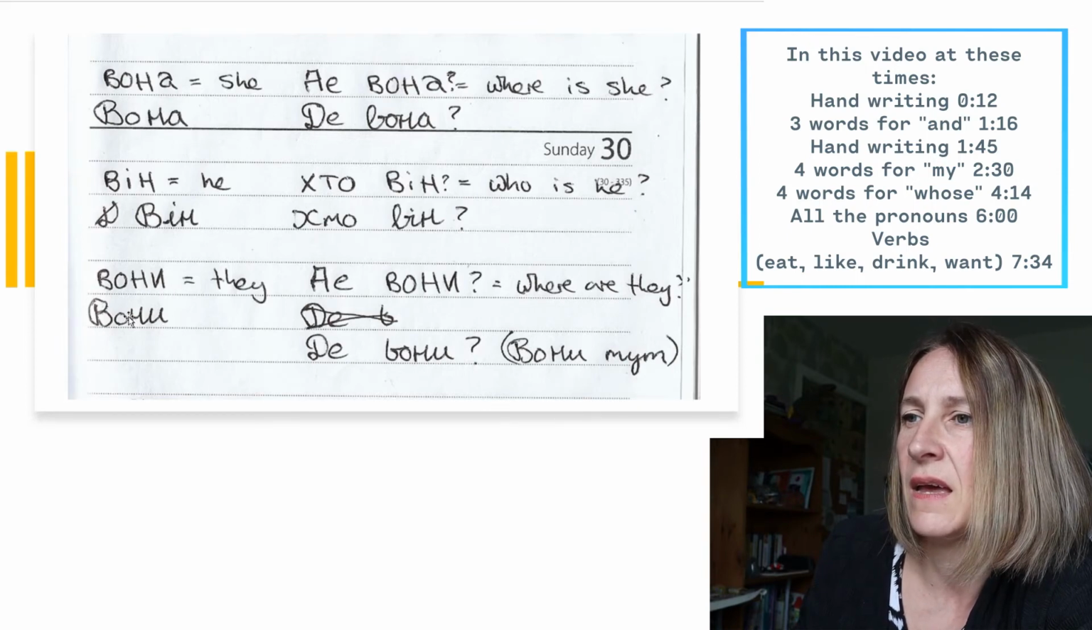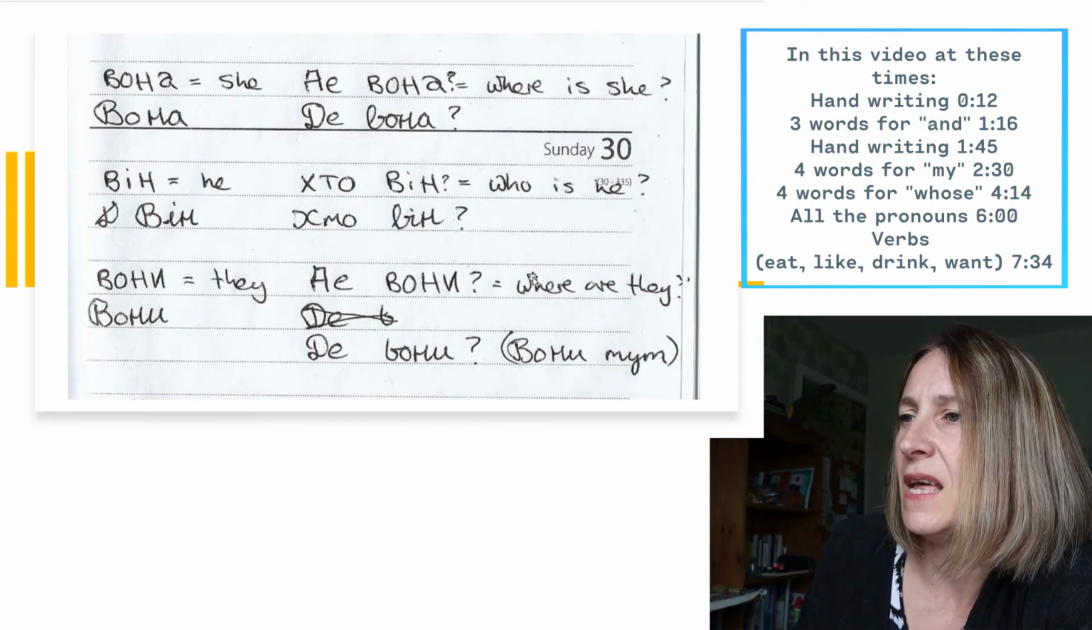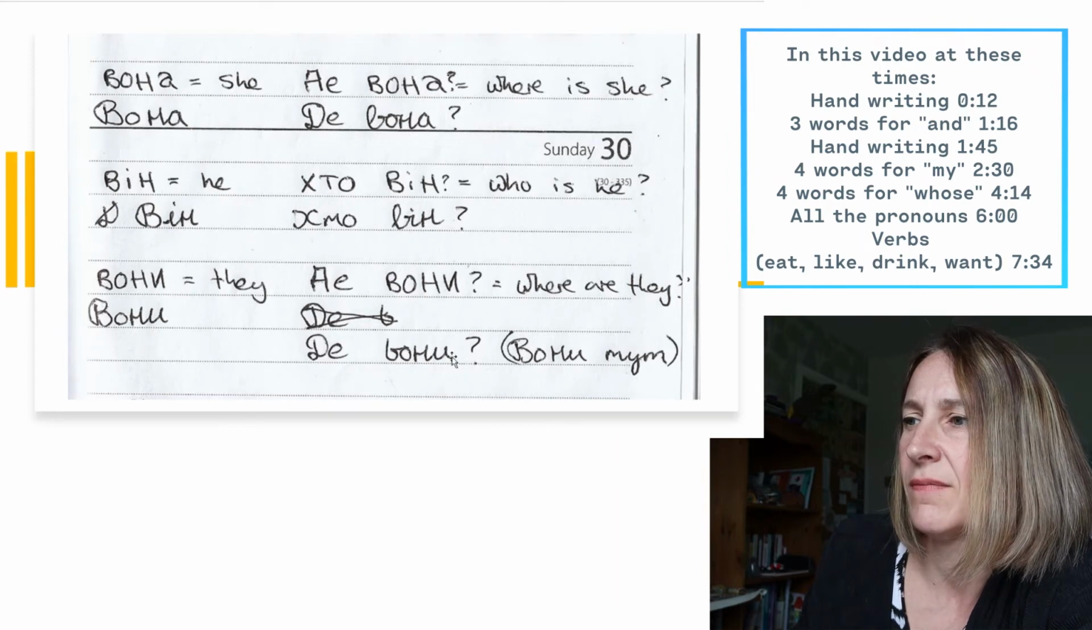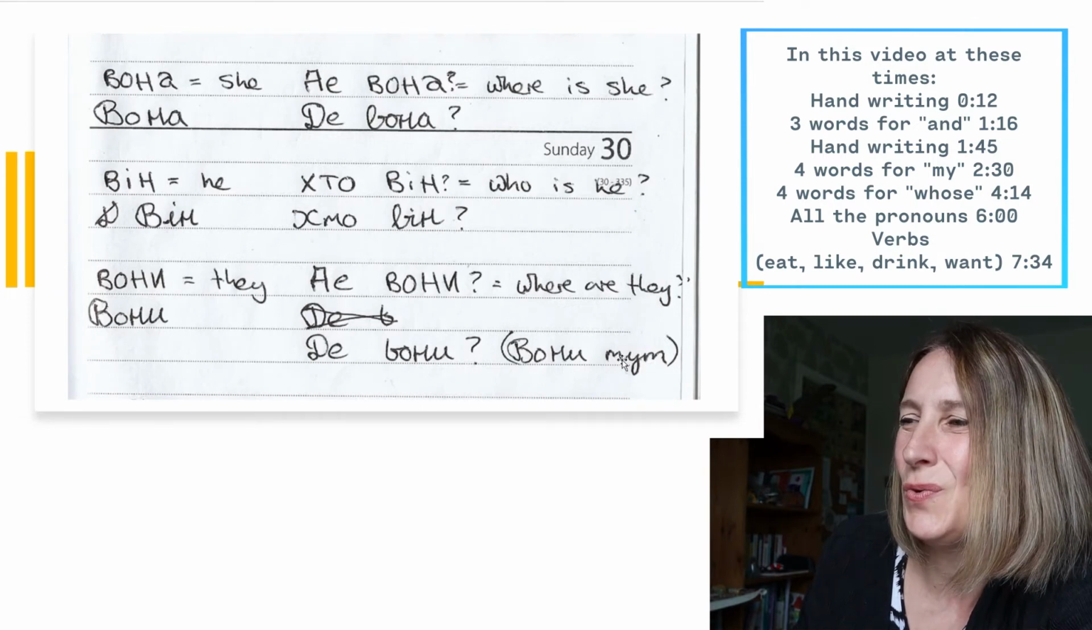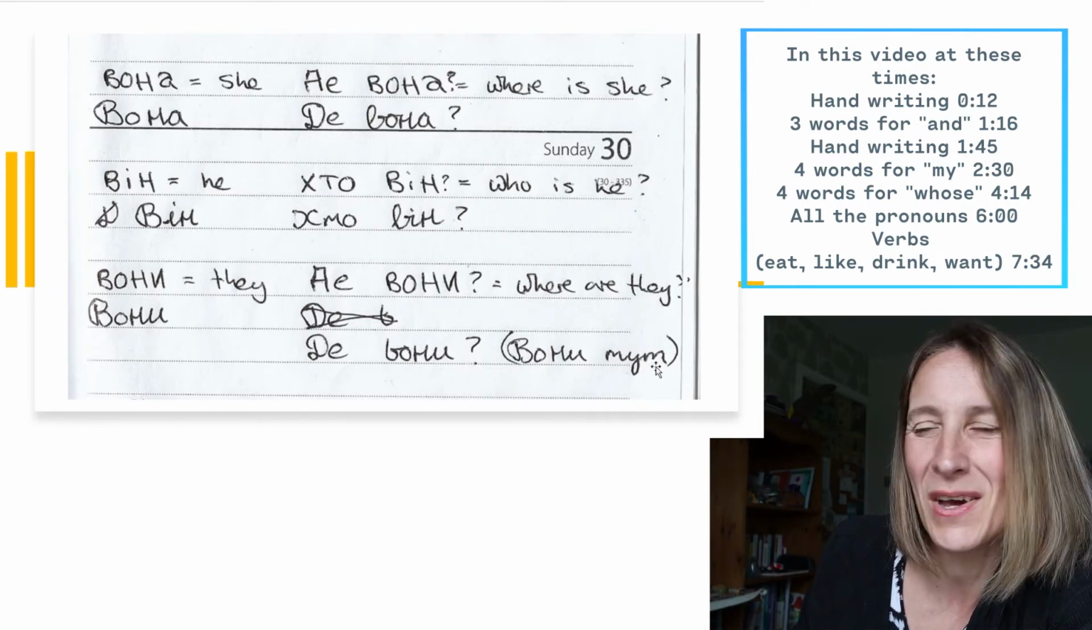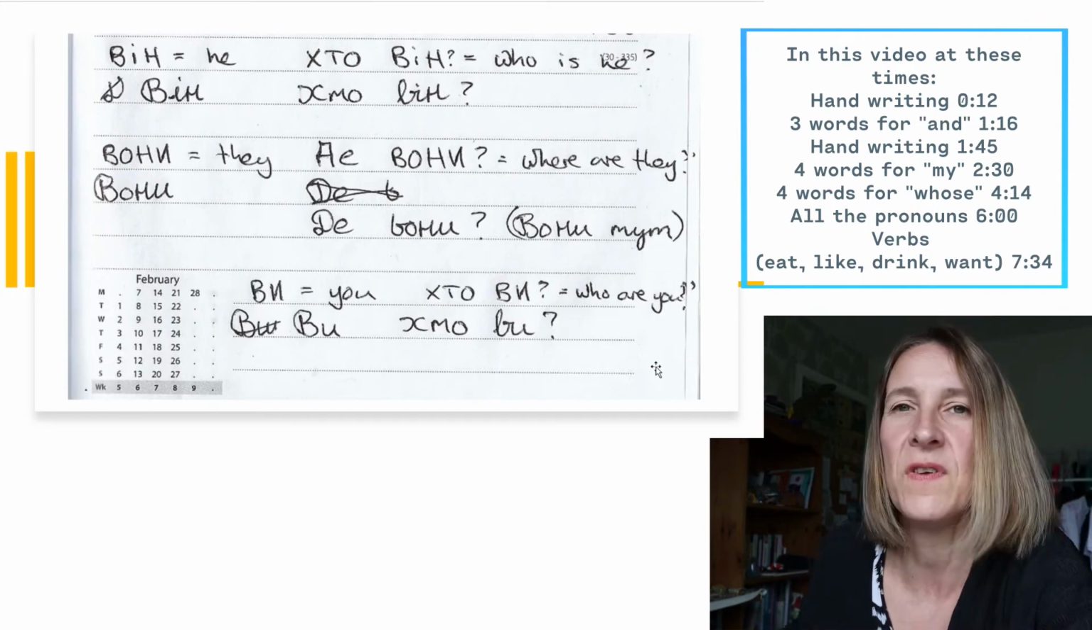Vonnie. They. Vonnie. De Vonnie. Where are they? And look. Vonnie tut. They are here. This is tut. T-ut. Vonnie tut. They are here. Okay, so we've got quite a few pronouns.